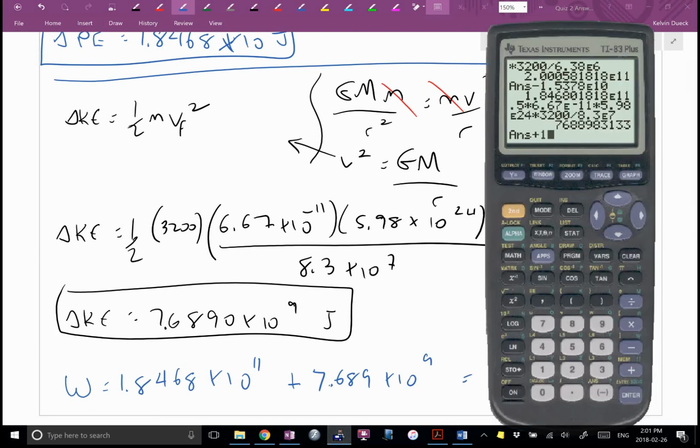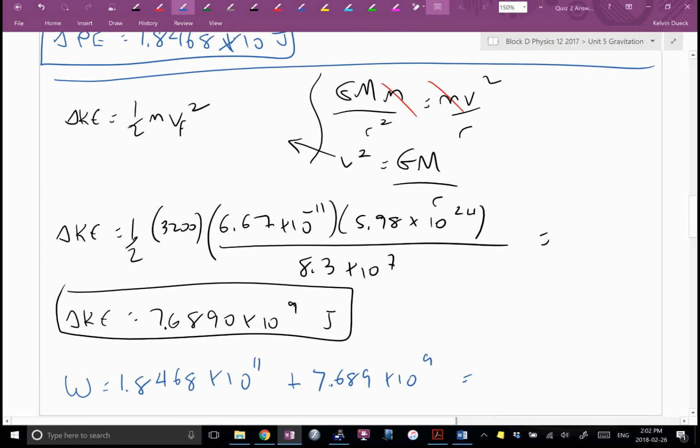Plus 1.8468, scientific notation, 11. You get 1.92 times 10 to the 11th? Whew, that's a lot of work.